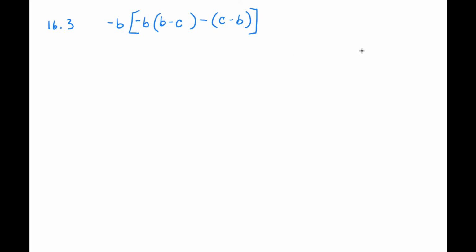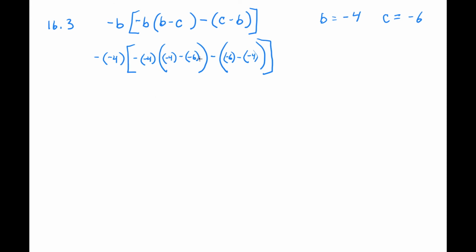So there's our problem. And our values are b is equal to -4 and c is equal to -6. All right, so again, pause the video, work the problem, see if you get the answer that I get, okay? So first I made my buckets and filled in my values. Then I simplified my values.